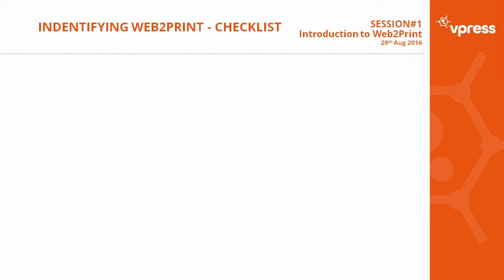So, identifying Web2Print by way of a checklist. This is a list that we've put together with the years of experience that we've got of what to look for when identifying a Web2Print solution. So looking at a product, is it direct or reseller? It's like buying anything. Are you going to buy it directly from source, from the people who make it and support it? Or are you going to buy it from a reseller who is passing it on from someone else?